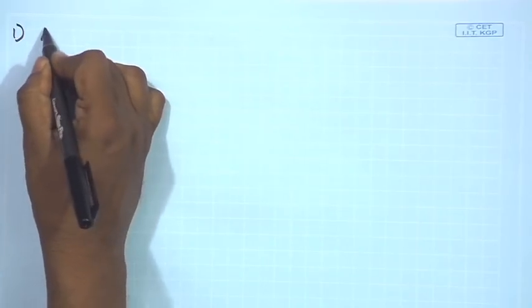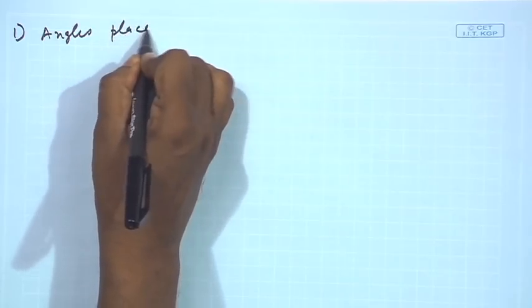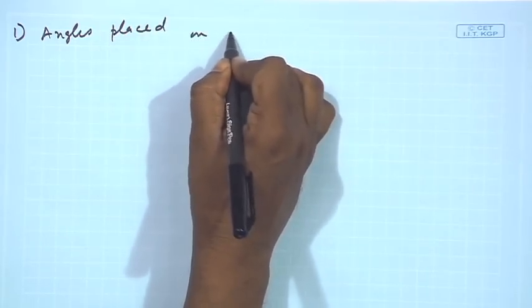Now, let us first come to the case where the angles are placed on the opposite side of the gusset plate.